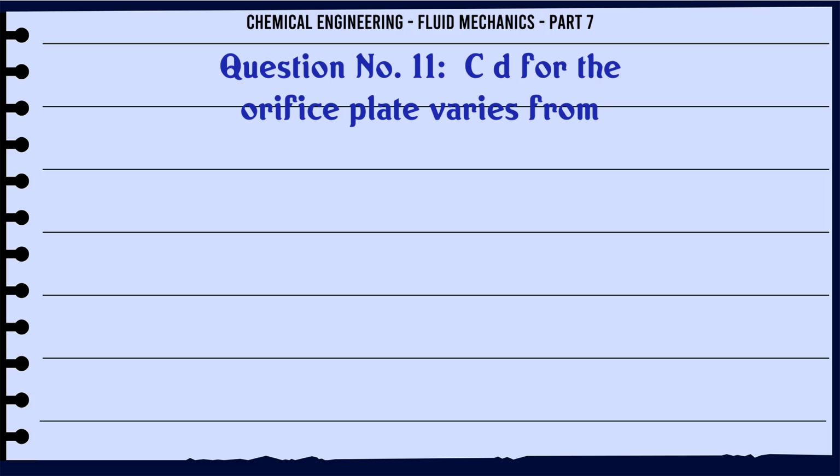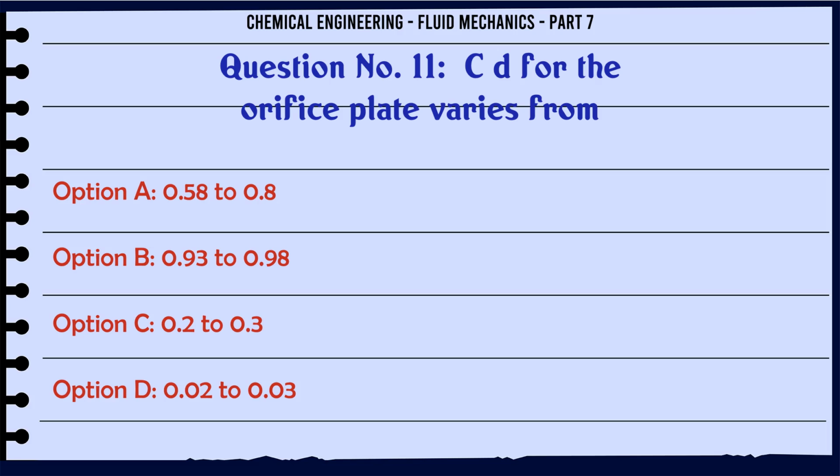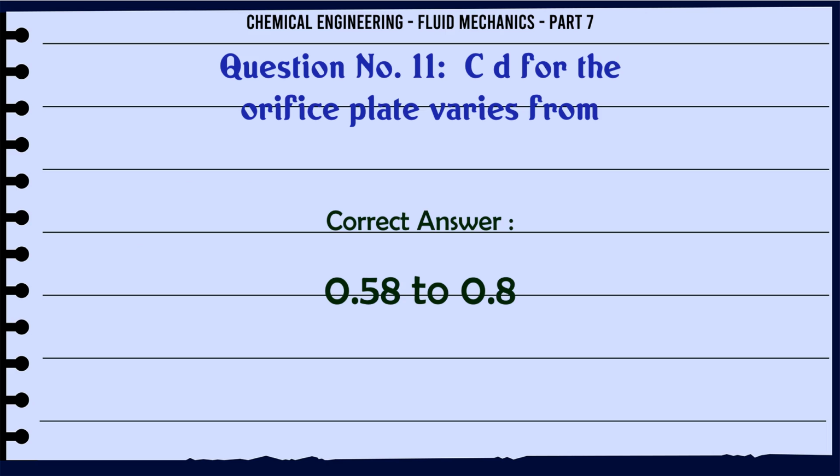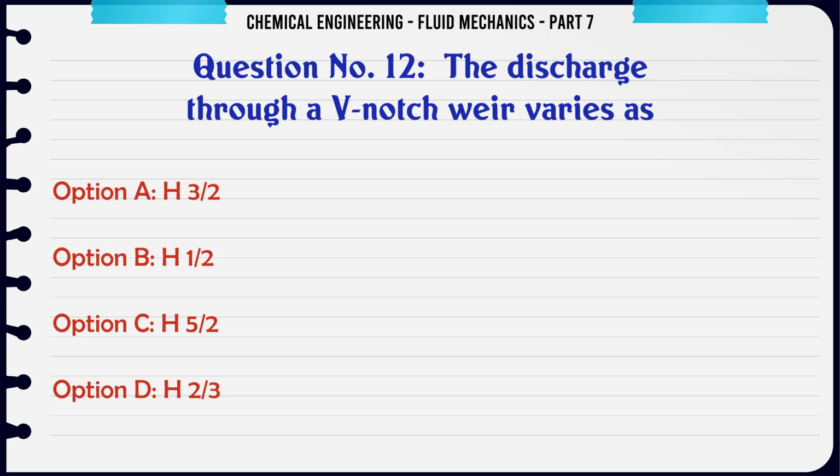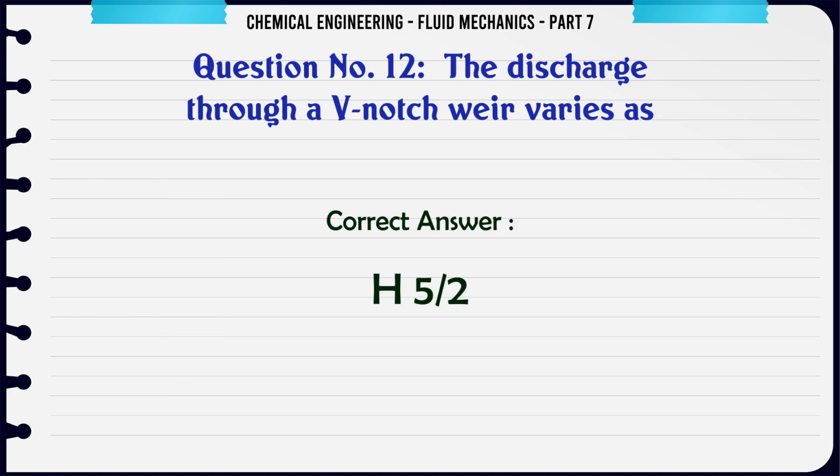CD for the orifice plate varies from A. 0.58 to 0.8, B. 0.93 to 0.98, C. 0.2 to 0.3, D. 0.02 to 0.03. The correct answer is 0.58 to 0.8. The discharge through a V-notch weir varies as A. H^3/2, B. H^1/2, C. H^5/2, D. H^2/3. The correct answer is H^5/2.